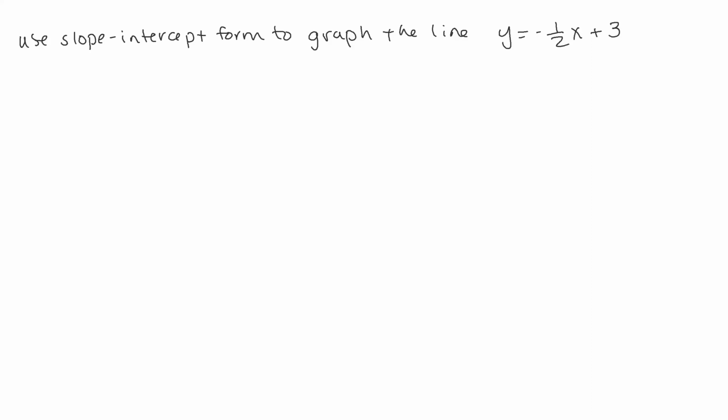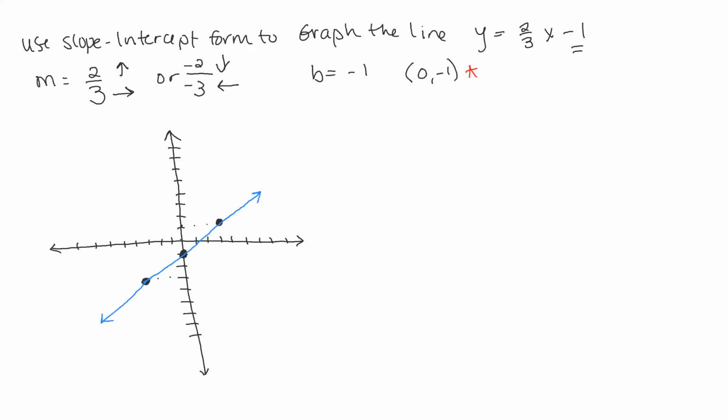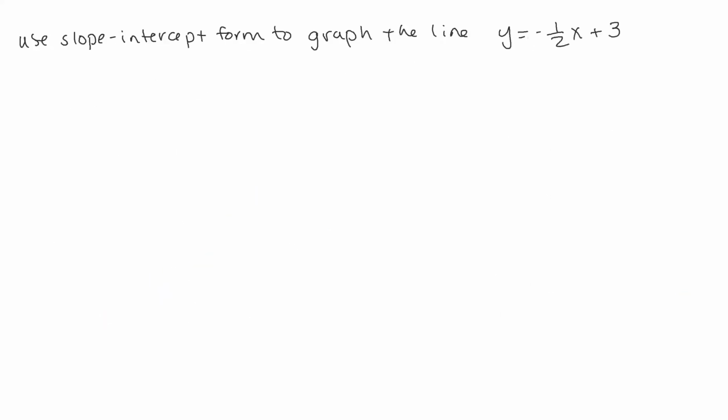It's already been solved for y. Just remember 2 slides ago, I showed you how to solve for y. If ever you're given an equation and it says graph using slope intercept form, you have to solve for y first, doing this stuff right here, okay? But luckily this example and this example have already been solved for y.